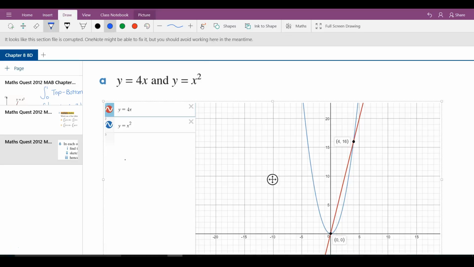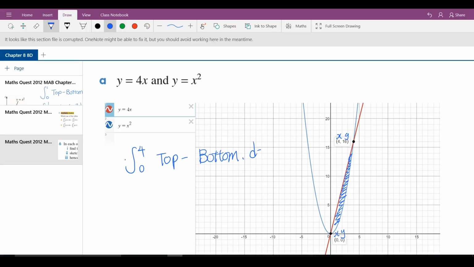There's the graph, and we also got the intersect, which is at 4, 16. This is the x value, this is the y value, and also at 0, 0. So we're going to find the area bounded by these two graphs. This area, and obviously we're integrating it, definite integral, from 0 to 4, and then top minus bottom, and then integrate with respect to x.